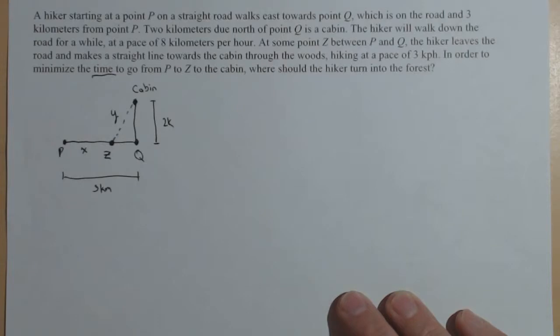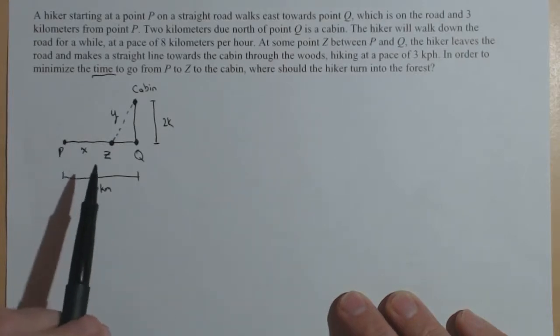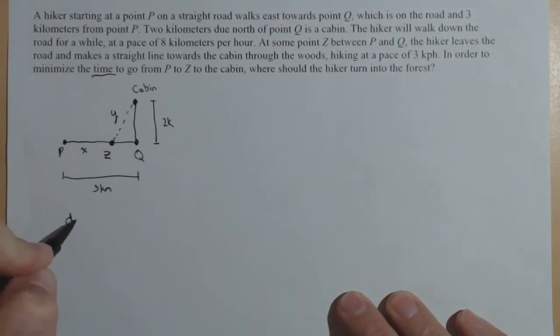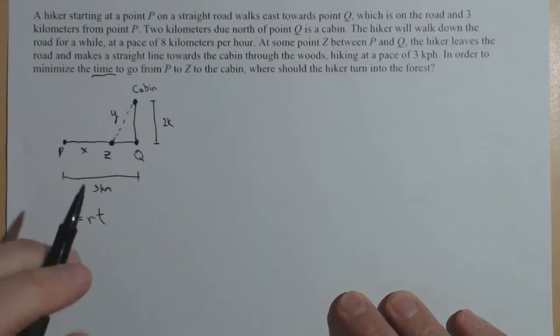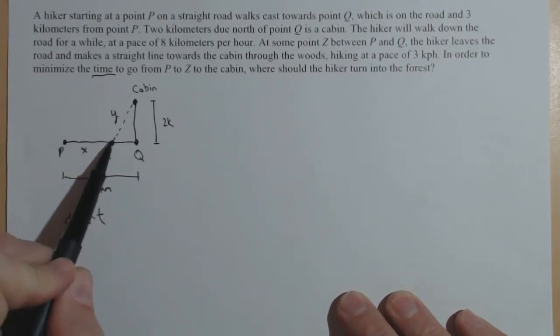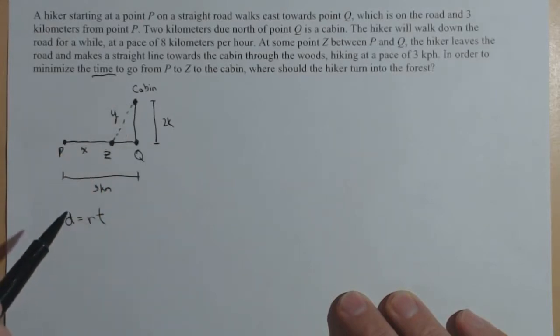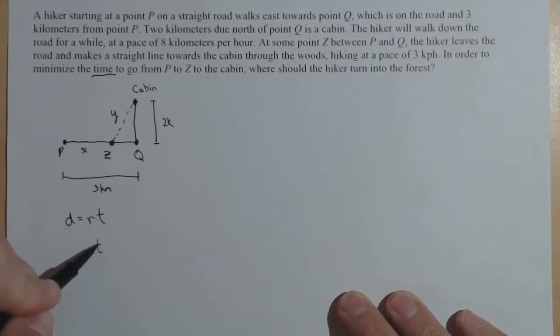Now let's start to set up an equation. We're all familiar with the equation that distance equals rate times time. Well, what we're going to do is look at the time to go from P to Z, and the time to go from Z to the cabin. So we have 2 separate times here. Rearranging this, divide both sides by r. Time is given by distance over rate.